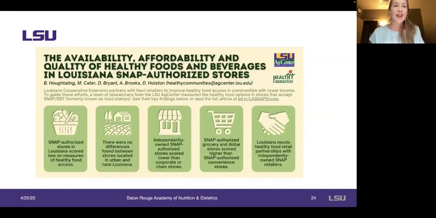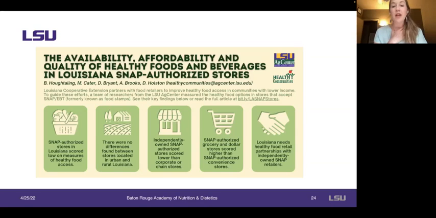So this is a nicer way to display the results, but I wanted to be able to show you the data. My partners and I made an infographic to share along with some of the extension work that's happening in Louisiana with those key takeaways that I just mentioned. So overall, stores scored pretty low. There were no differences between urban and rural Louisiana, which means that we really need to be targeting both settings just as much as the other.